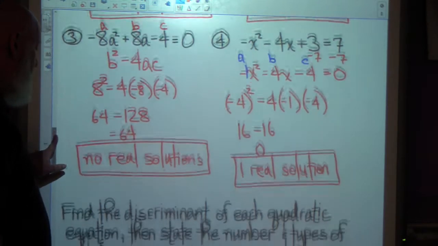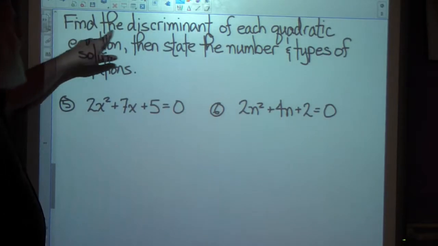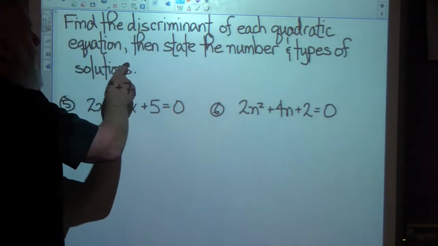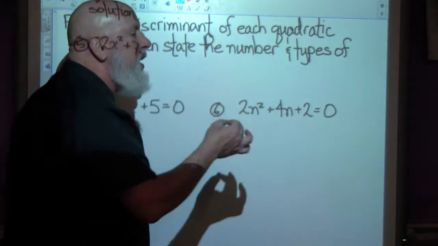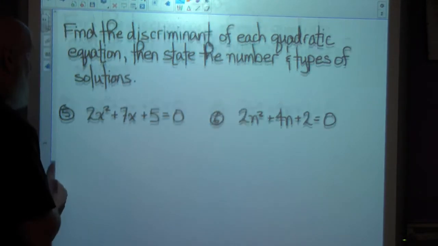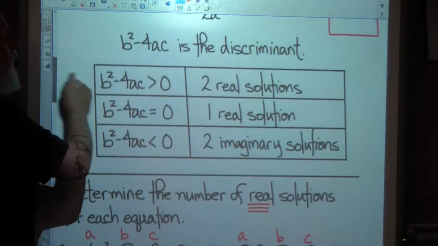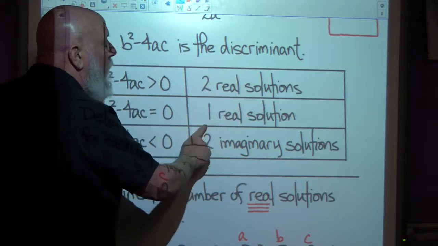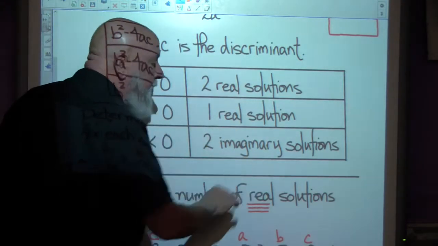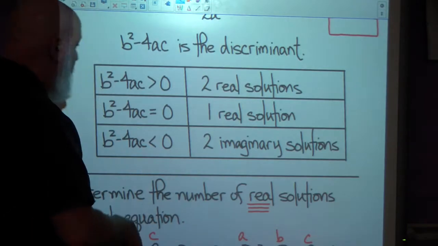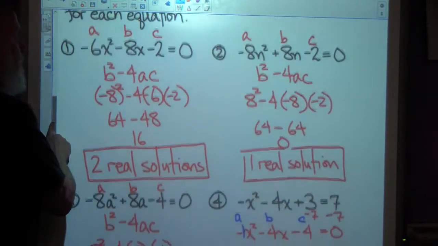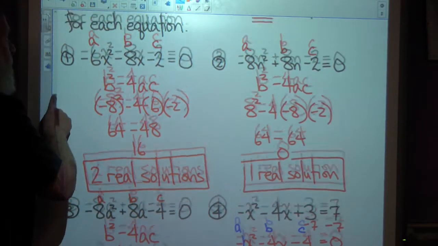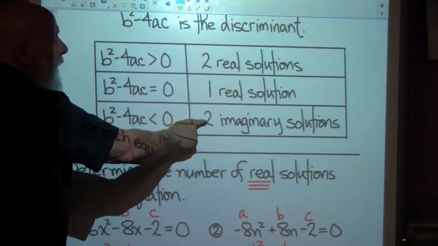Let's take a look at what we'll be doing next. Find the discriminant, b squared minus 4ac, of each quadratic equation, then state the number and types of solutions. By types it means, are they real or imaginary? So will there be 2 real solutions, 1 real solution, or 2 imaginary solutions? That's where our answers are going to be. Before we were just saying how many real solutions there are. Here we're asking for the number of solutions and the type.